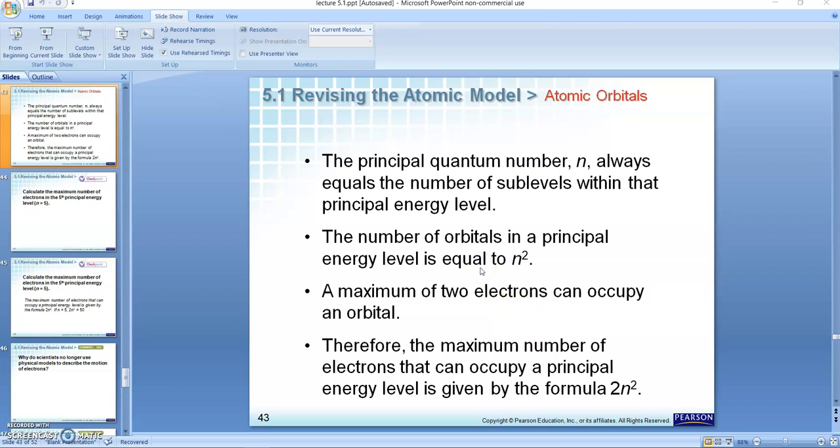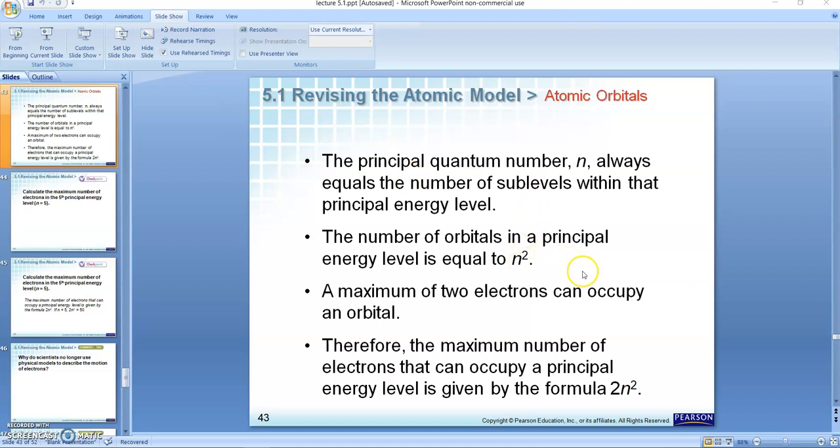Just a reminder, we have from the Bohr model, level 1, 2, 3, 4, 5, 6, and so on. Those levels are given the symbol n in Schrodinger's equation. It's called a quantum number. In this case, the principal quantum number.